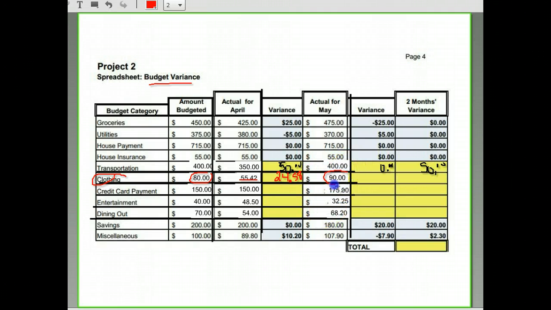But then in May, they spent $90. Well, they'd only budgeted $80, so they went over their budget, so we're going to put a negative here. That puts them in the hole, $10. Because they budgeted $80, spent $90. Do the difference. On our last one here, we're supposed to combine the two variances. So combine $24.58 and negative $10. And that leaves us with a difference of a positive $14.58.